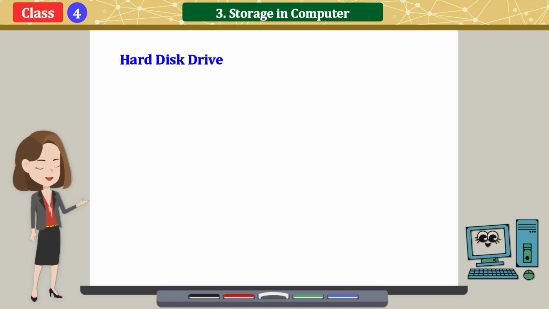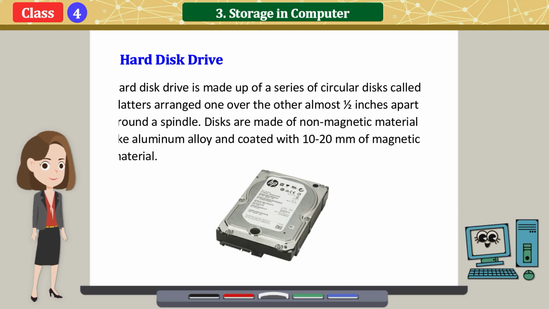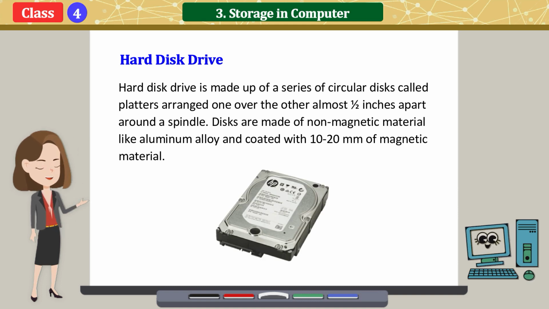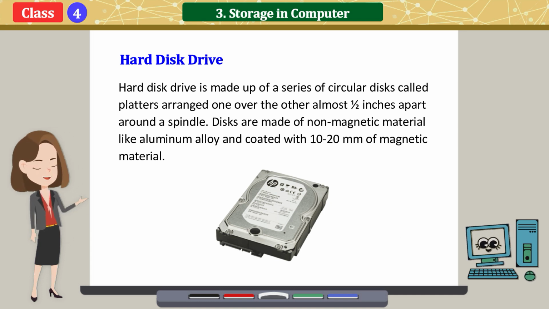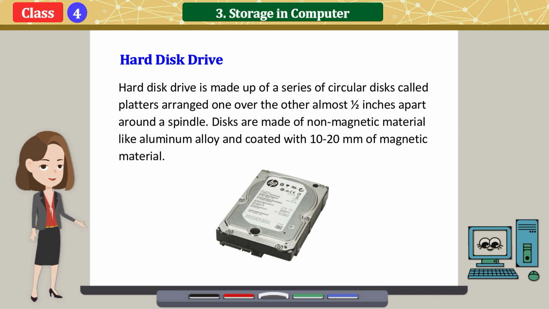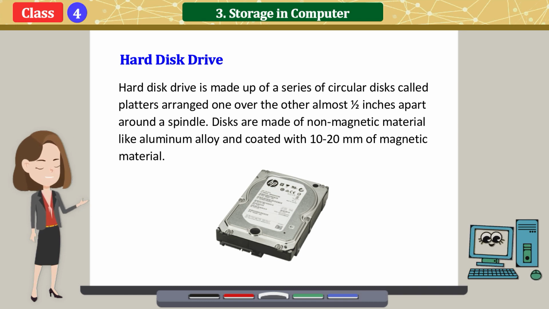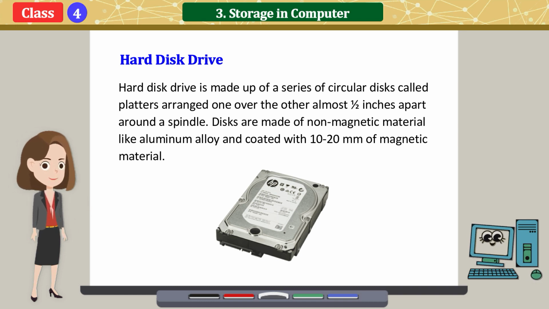Hard disk drive. A hard disk drive is made up of a series of circular disks called platters arranged one over the other almost a half inch apart around a spindle. Disks are made of non-magnetic material like aluminum alloy and coated with 10 to 20 nm of magnetic material.